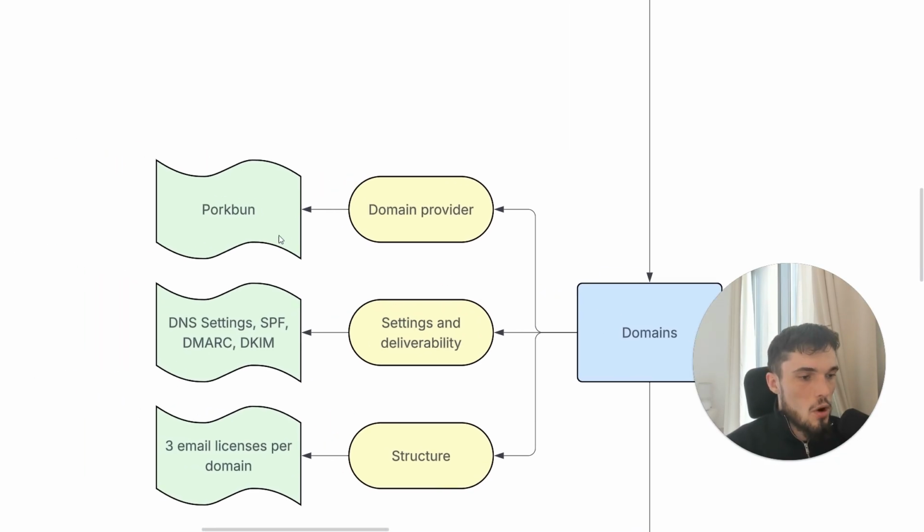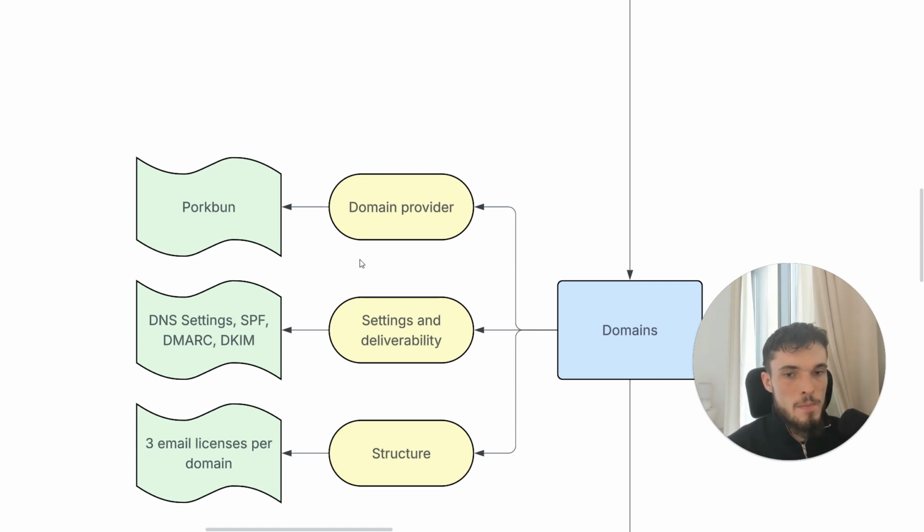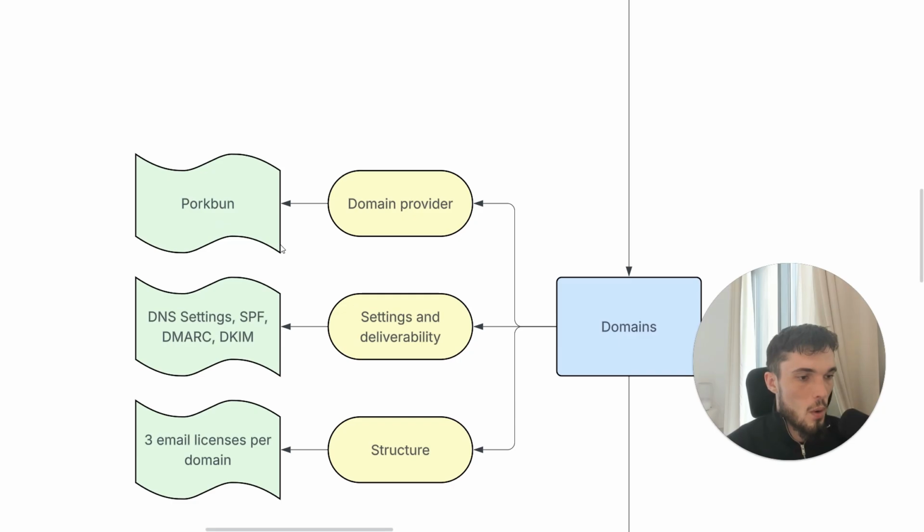I would recommend using porkbun.com for the domains. There are also other providers out there like Namecheap, GoDaddy, Squarespace, etc. But I've had the most success with Porkbun. It's been the most smooth process. They have a lot of discounts and stuff. So it's a great provider. That's what I recommend for acquiring the domains.